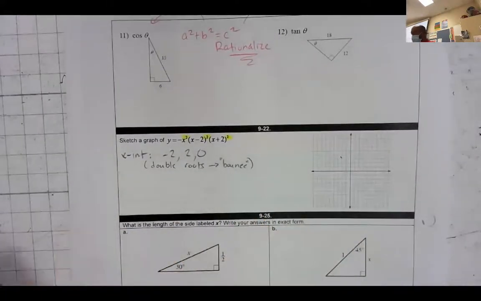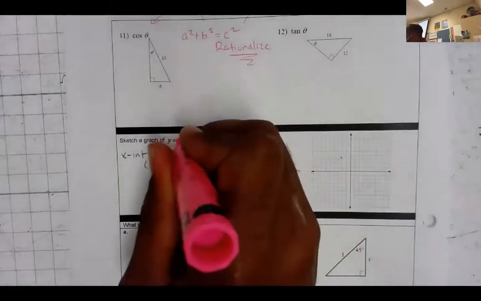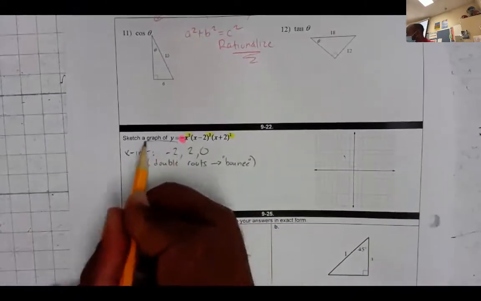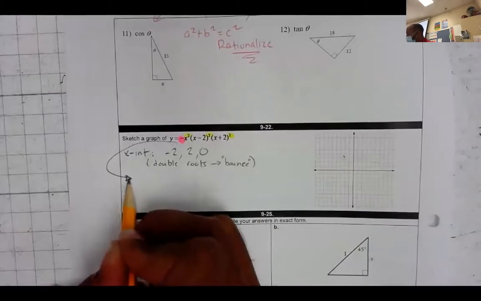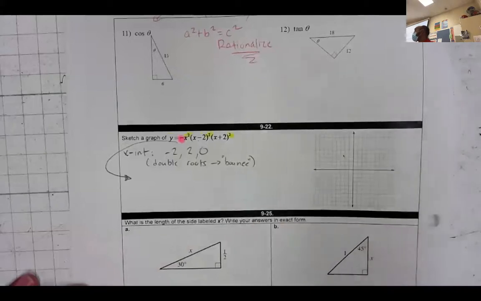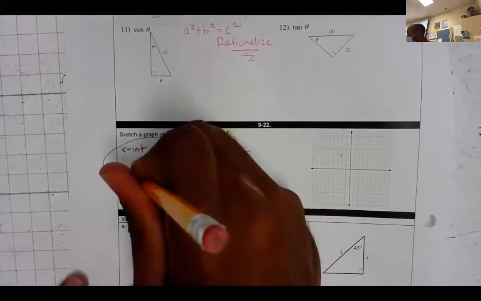Now, does anybody remember what negatives do to functions? What do they make them do? What negatives do to function? Decrease, it makes them point down. So the negative is going to make it point down.